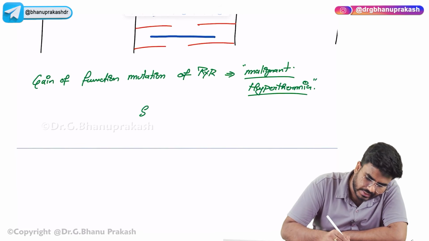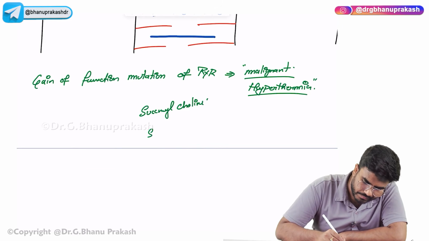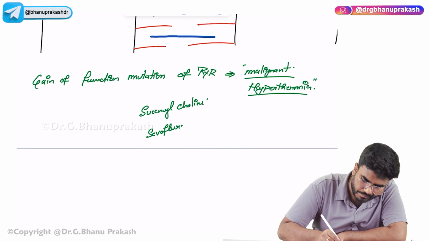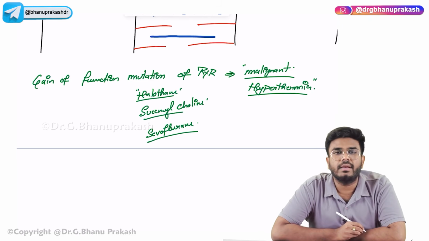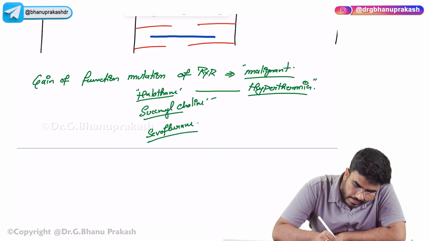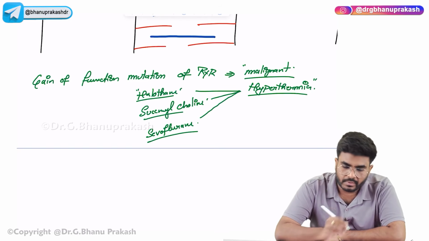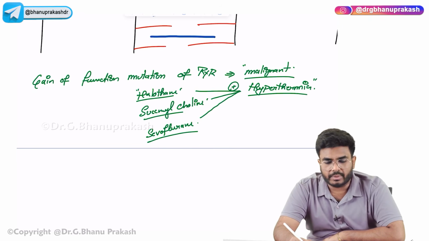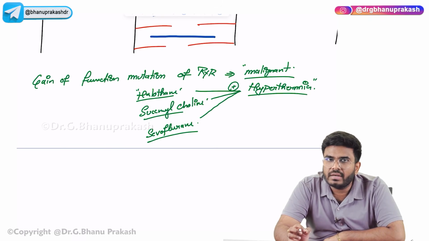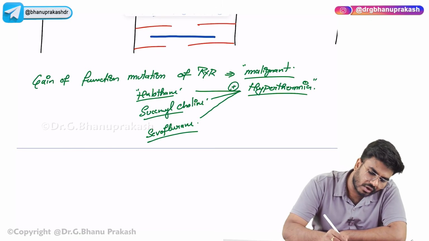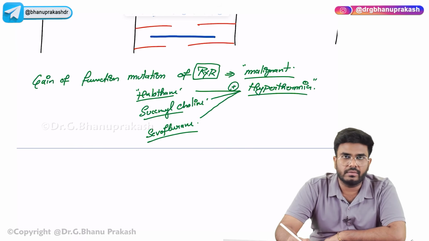Succinylcholine, sevoflurane, halothane. These are the drugs. If you use these drugs, they may precipitate malignant hyperthermia. And what is the problem at the molecular level? The problem with malignant hyperthermia is the gain of function mutation of the RYR channel, which is opening for a long duration of time.